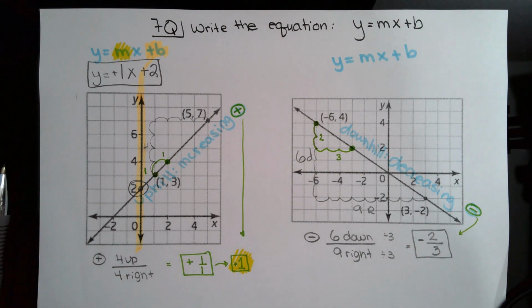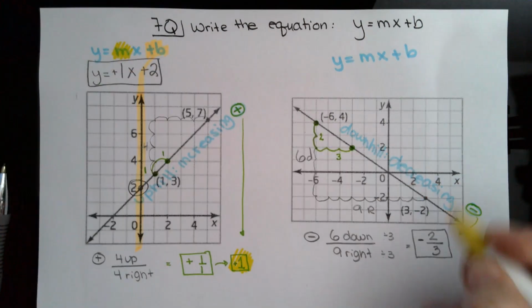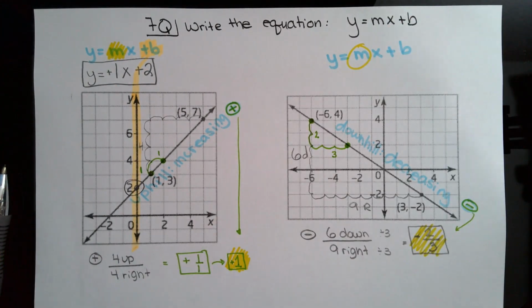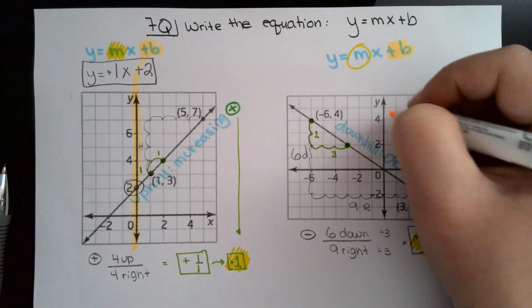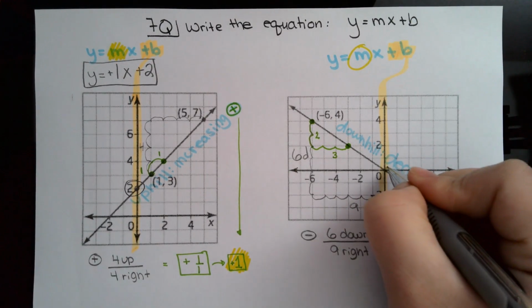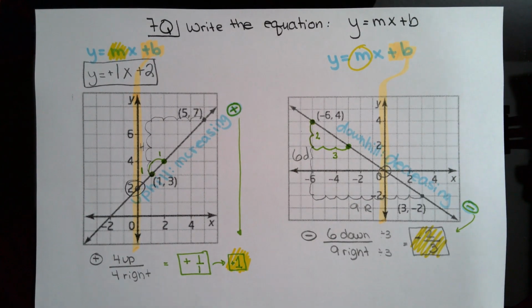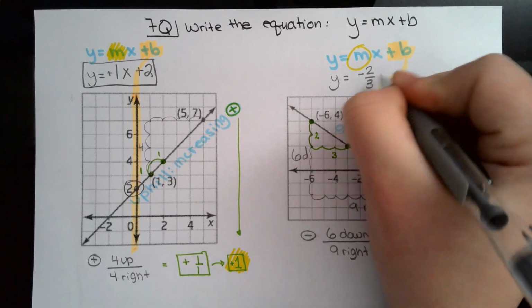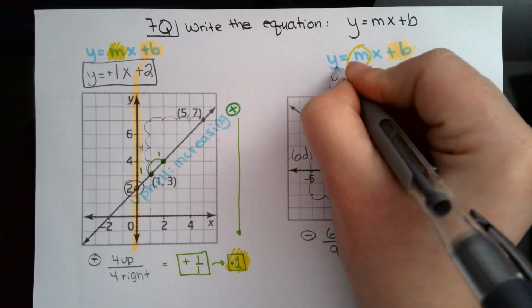Okay, let's do it again. Our slope is our m, and the number here for our y-intercept is the number crossing on the y-axis. For our number, that number is 0. y is equal to negative 2/3 x plus 0.